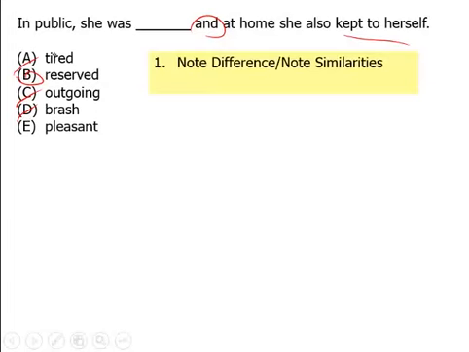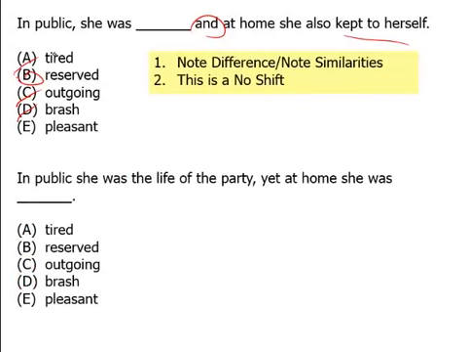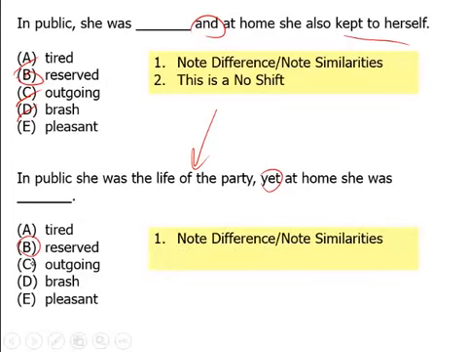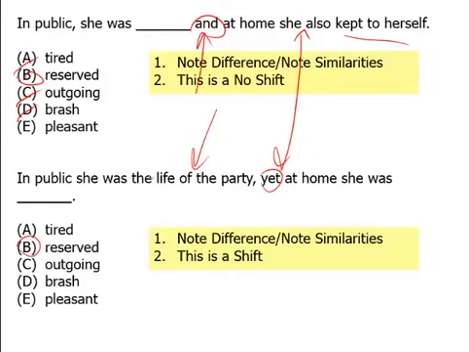But of course the point here is to contrast this no shift sentence with one that is a shift. And we see the shift here with the word yet. So now we have a contrast between life of the party and what's the opposite of that? Well, at home she's the opposite of the life of the party. She is reserved. So again, the difference between these two sentences may seem very obvious, and it should be. The whole idea of "and" versus "yet" or "and" versus "but." Things get a little complicated when you move away from just simple words like this. So, of course, again, the second one is a shift. The first one is a no shift.